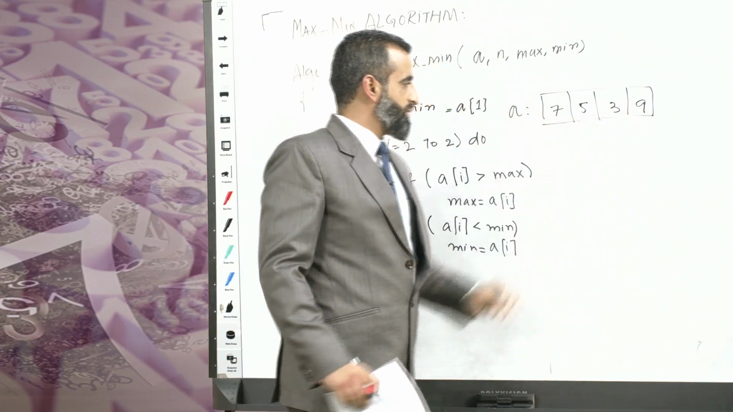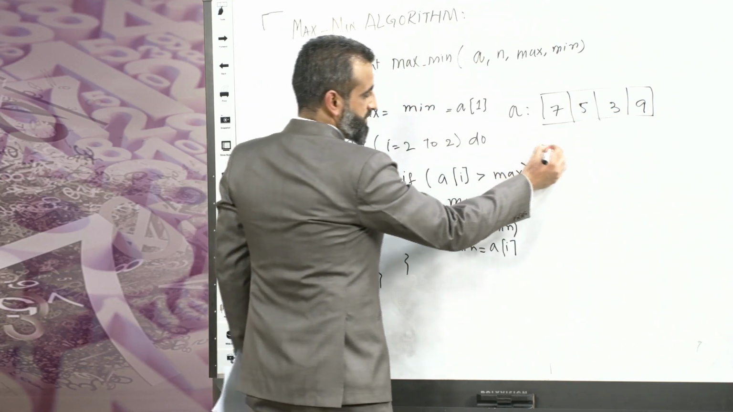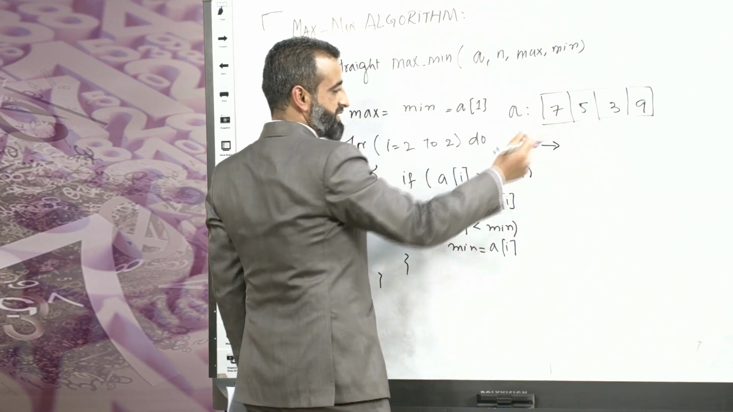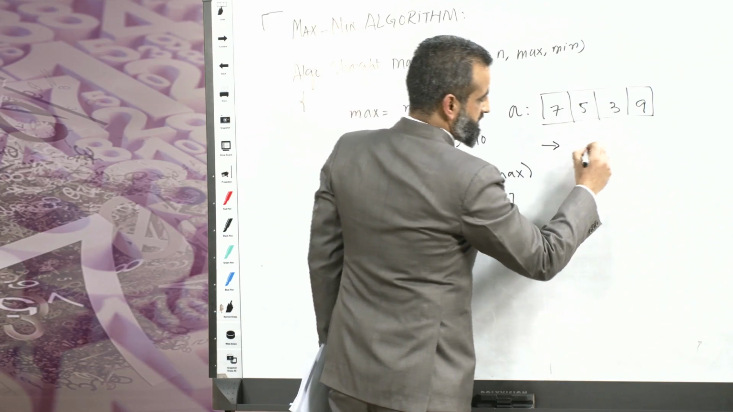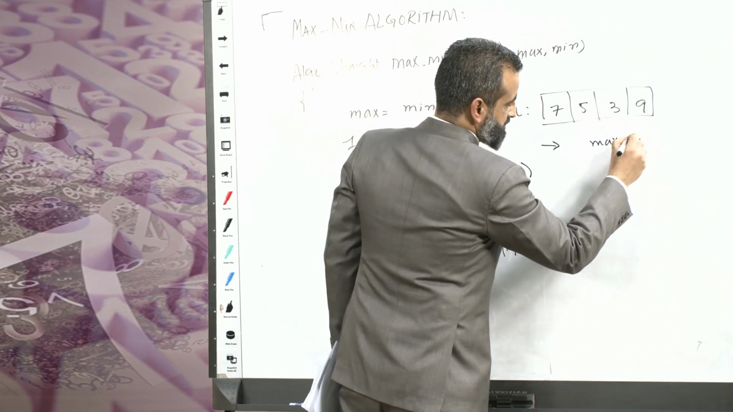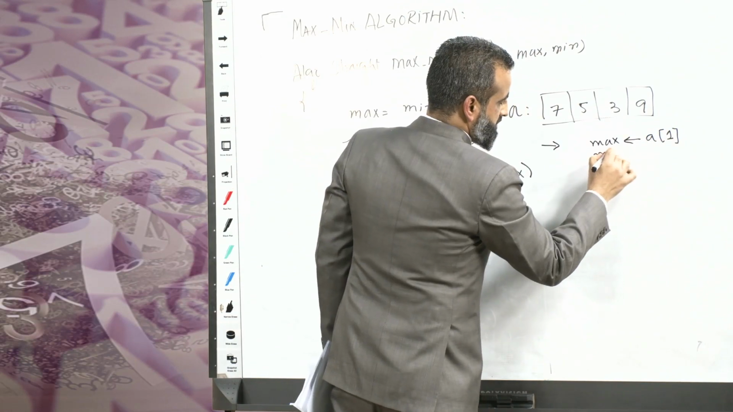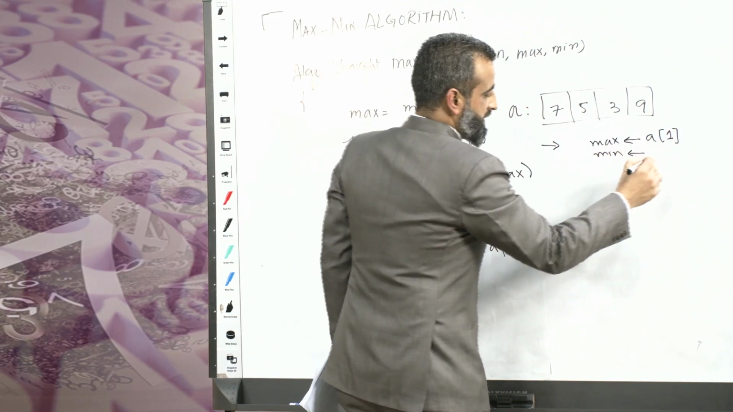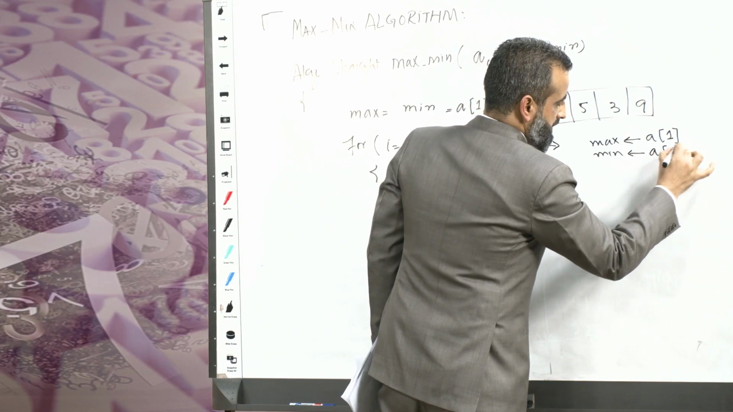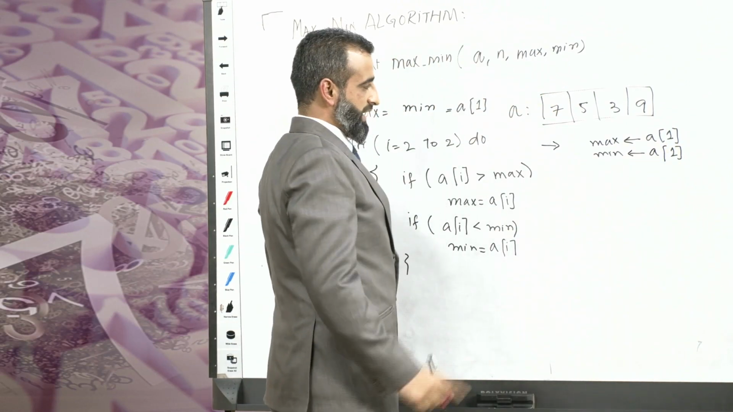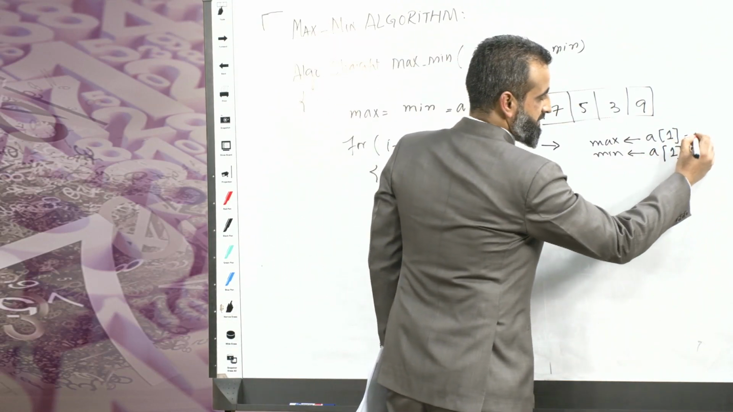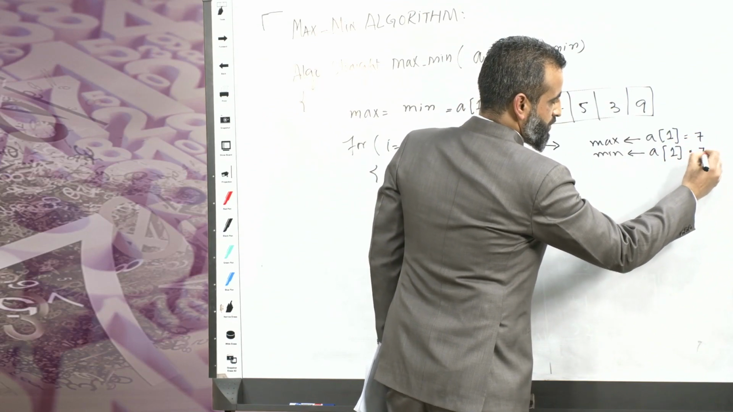In the first step, I will take the first element, a of 1, and store it as max, and the same element I can store as min. Now the value of a of 1 is 7 in this case, and minimum also is 7.